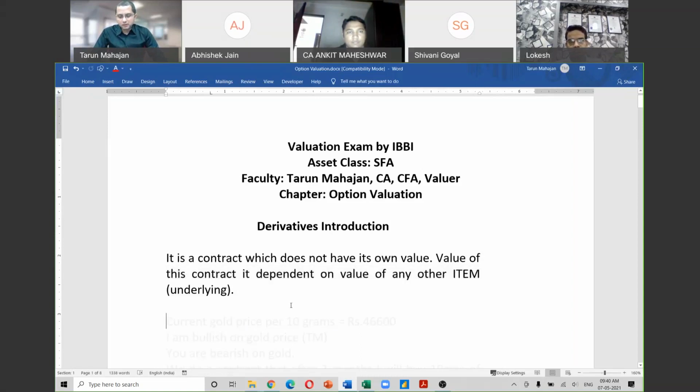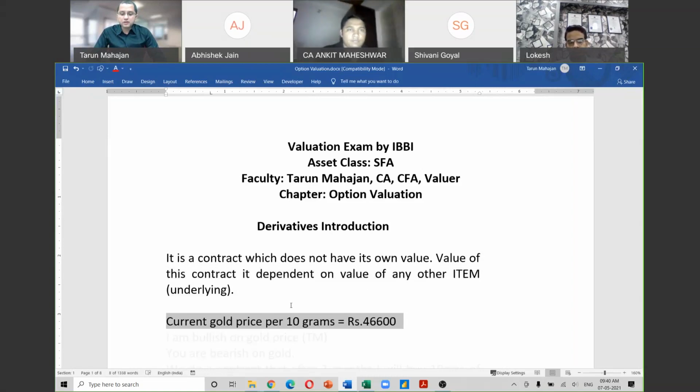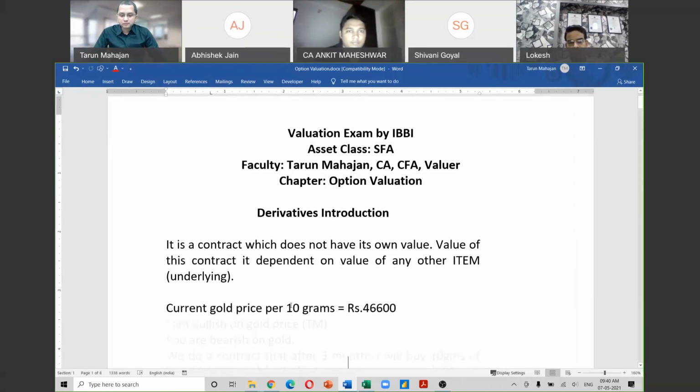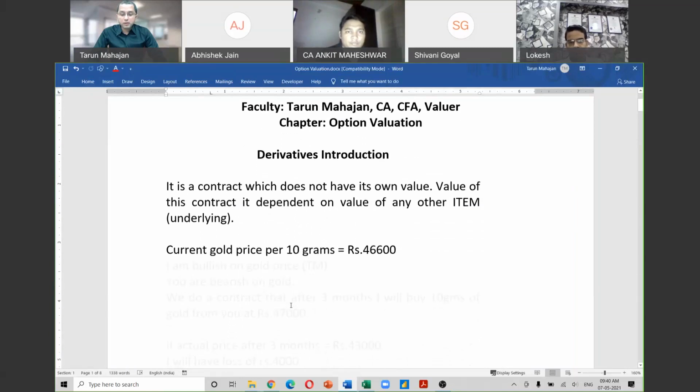Let's take one example. Suppose the current price of gold per 10 grams is rupees 46,600. Let's assume. I know the current price is on the higher side, but let's take this situation. As of today, gold is available in the market at the rate of rupees 46,600 per 10 grams.